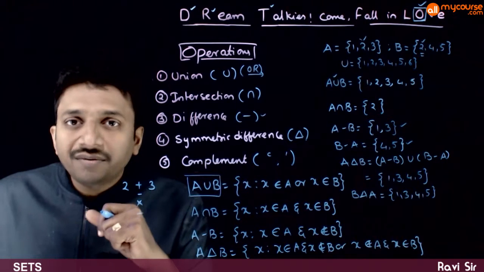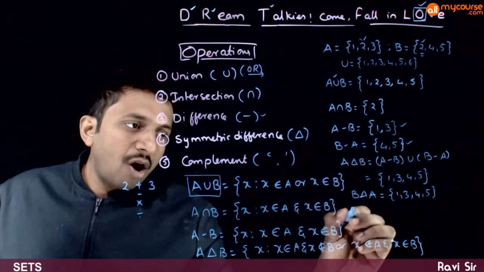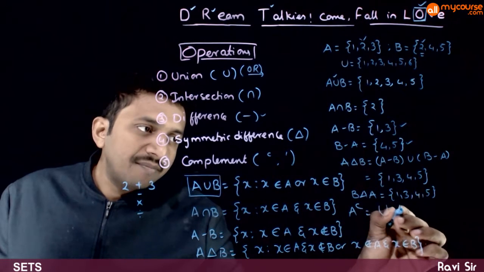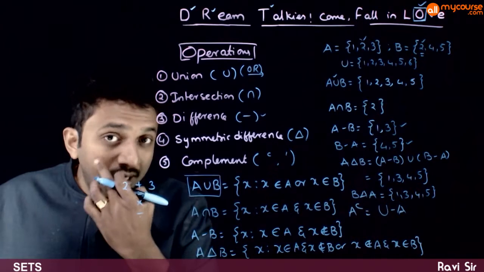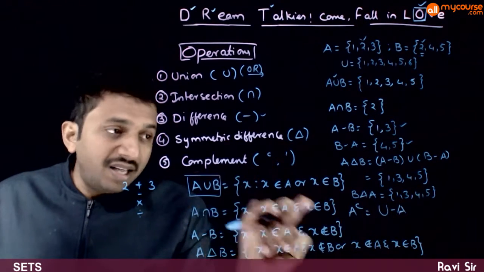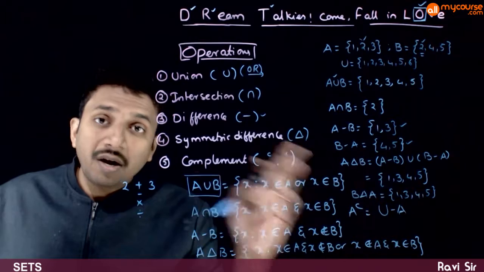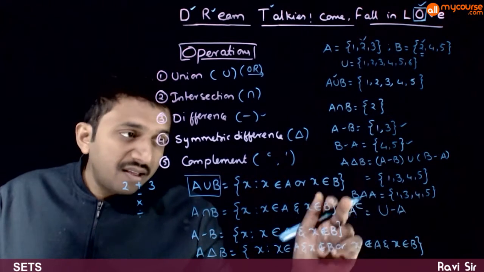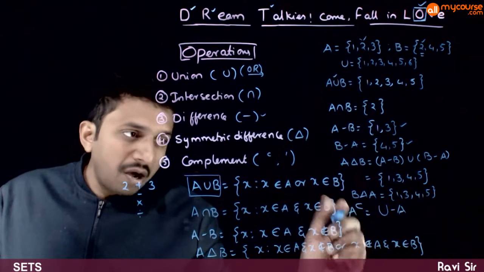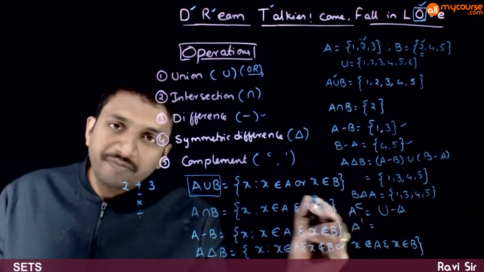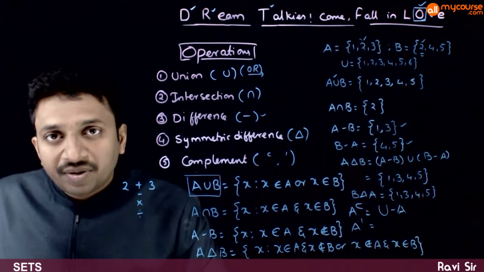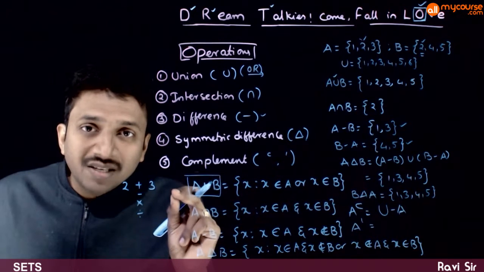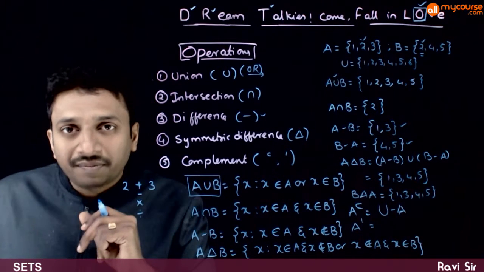Now let us go to the fifth. A complement is given by universal set minus A. Or in English, A complement is the set of elements which are not present in A. A complement is represented by A superscript C or A superscript dash. Both represent A complement. So A complement are those elements in the universal set which do not belong to A.